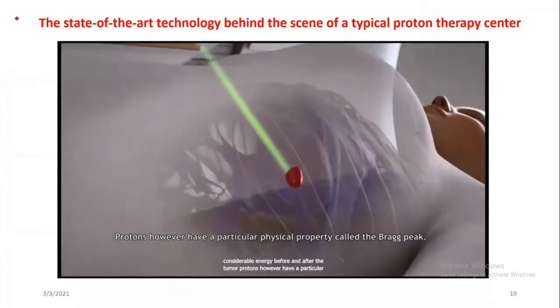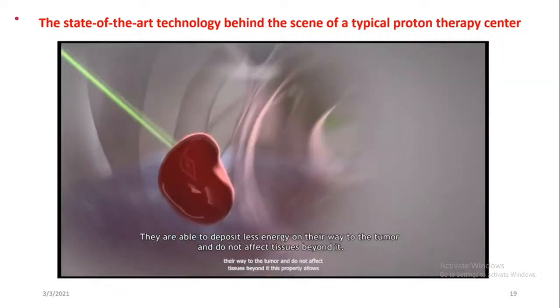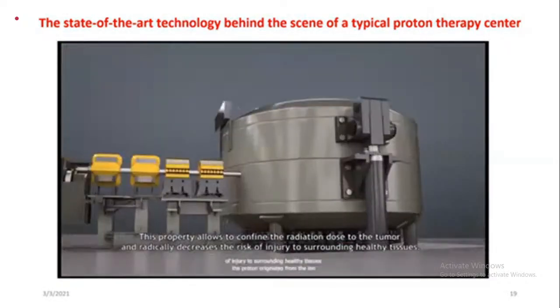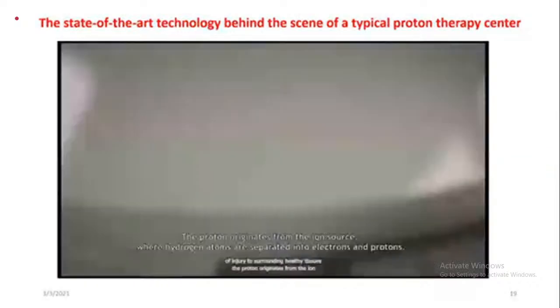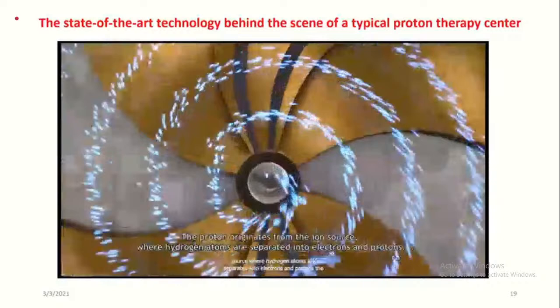Protons, however, have a particular physical property called the Bragg peak. They're able to deposit less energy on their way to the tumor and do not affect tissues beyond it. This property allows to confine the radiation dose to the tumor and radically decreases the risk of injury to surrounding healthy tissues.